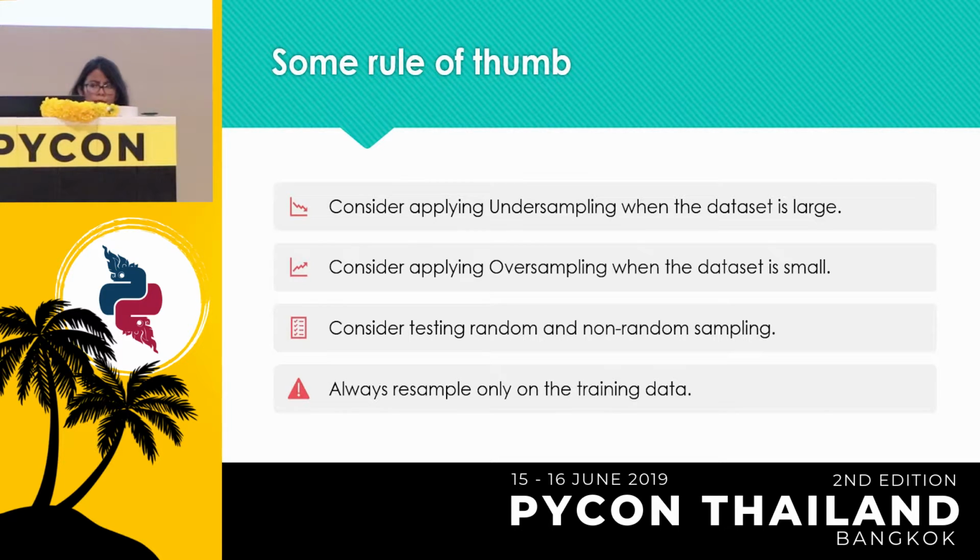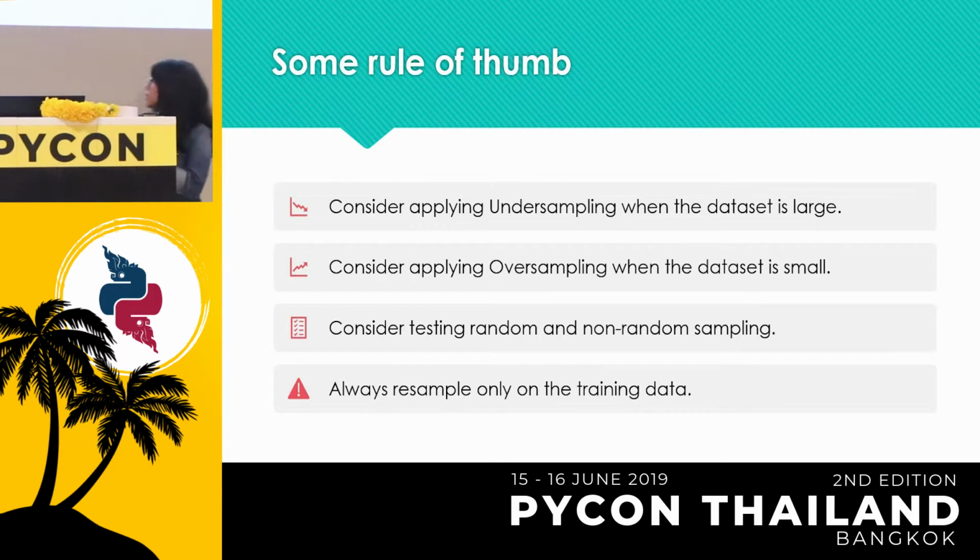We can consider more non-random and random techniques, and the one important thing when we are doing these changes on the data set is to always resample in the training data, not in the validation or testing data. This is very important.